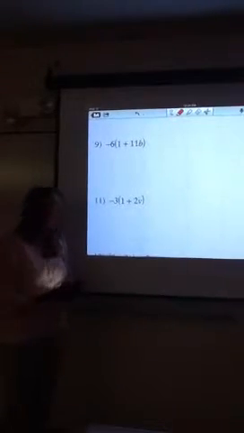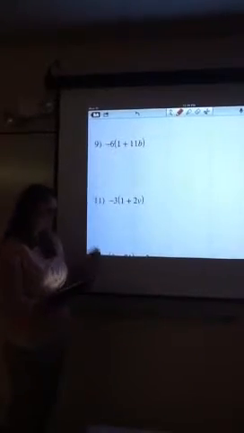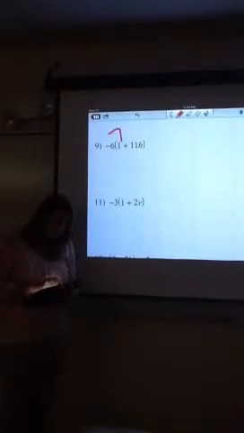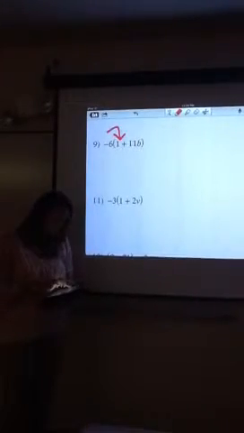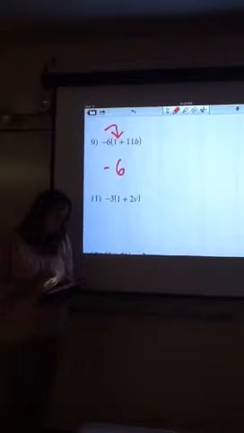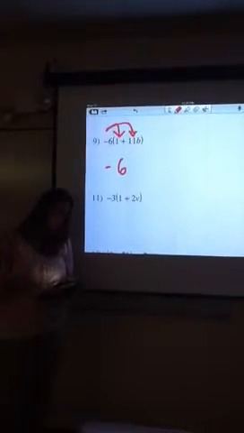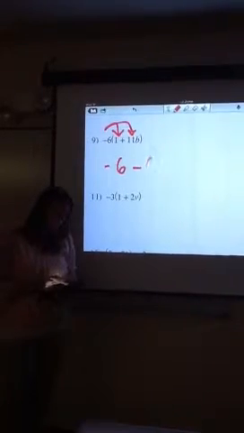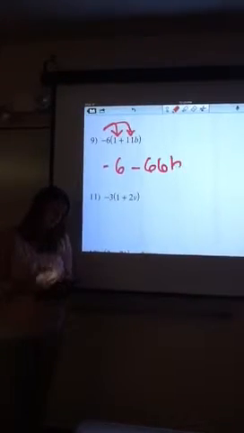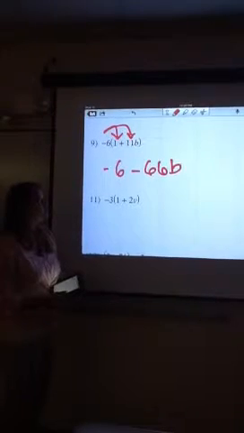Okay, number 9, another negative 6 to distribute. So first I'll do negative 6 times 1, which I know is negative 6. And then I'll do negative 6 times 11b. Negative 6 times 11 gives me negative 66, and that variable b remains.